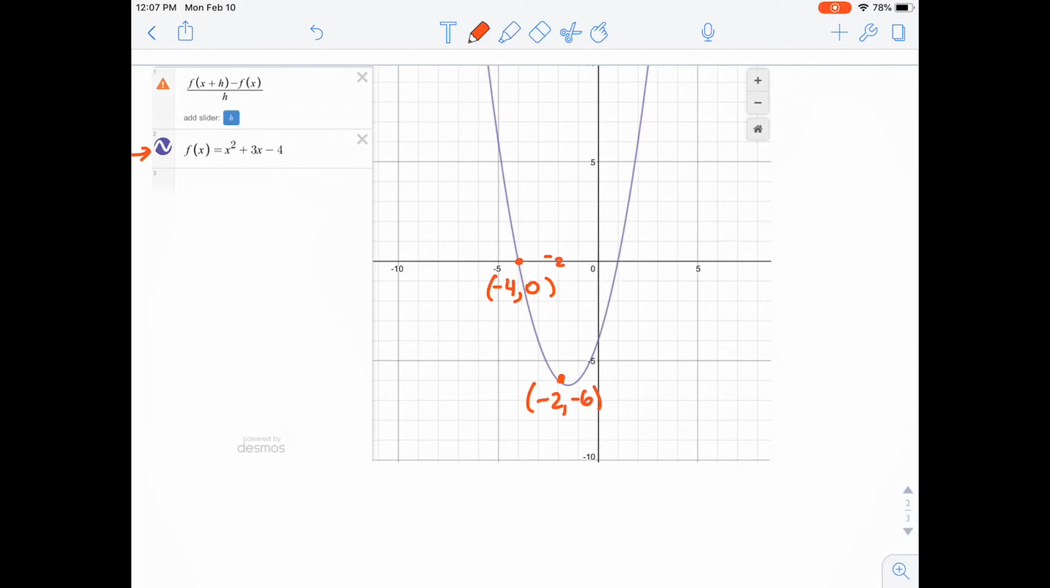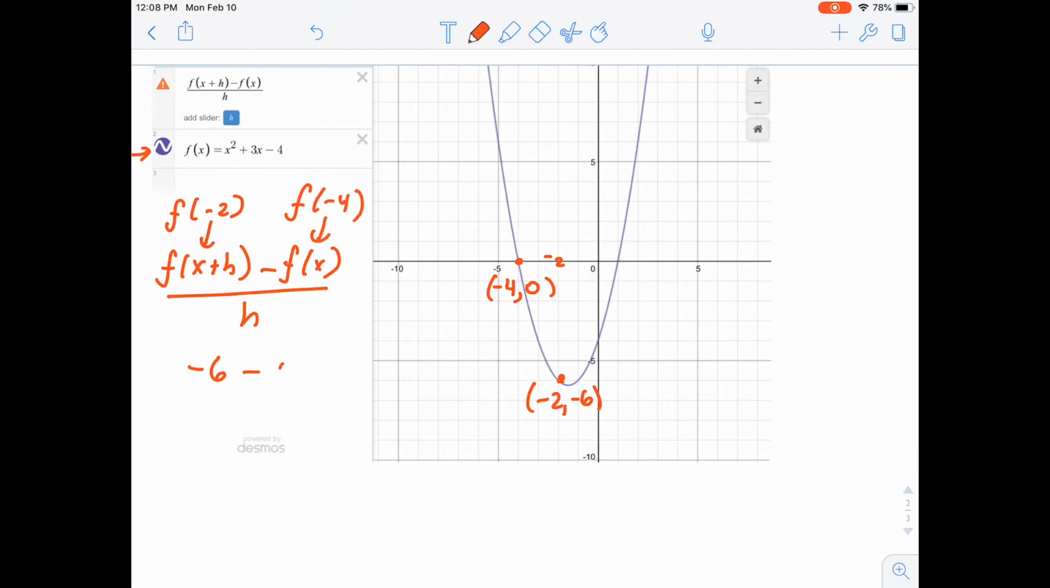In this case, let's just write the difference quotient out: f of x plus h minus f of x over h. This one is going to correspond with our f of -2, which is -6. This one will correspond with our f of -4, which is 0. And then our h is this distance from here to here, from our first x to our second x, which is a distance of 2. Notice that h continues to be positive. This gives us -6 divided by 2, which is -3.